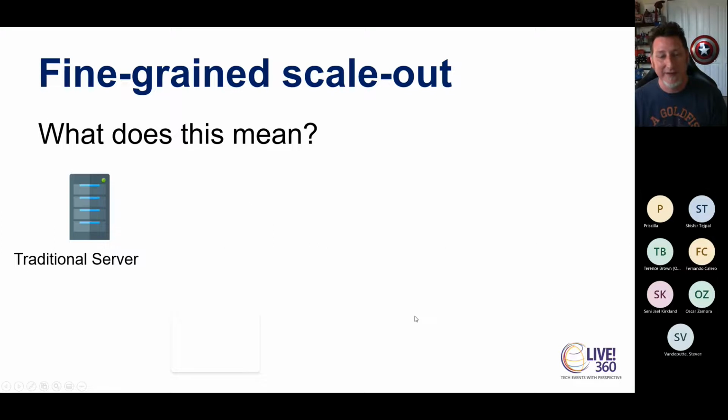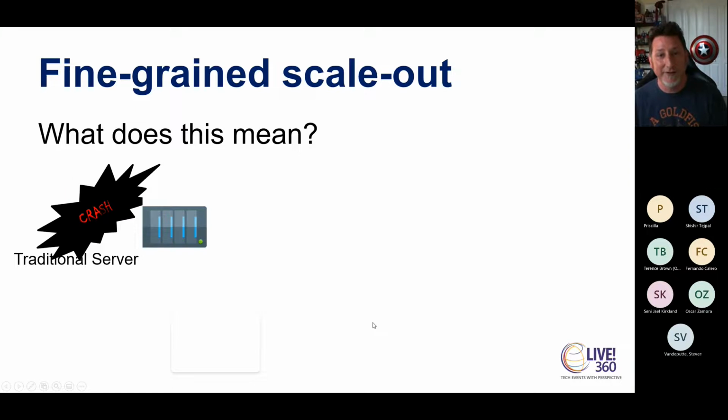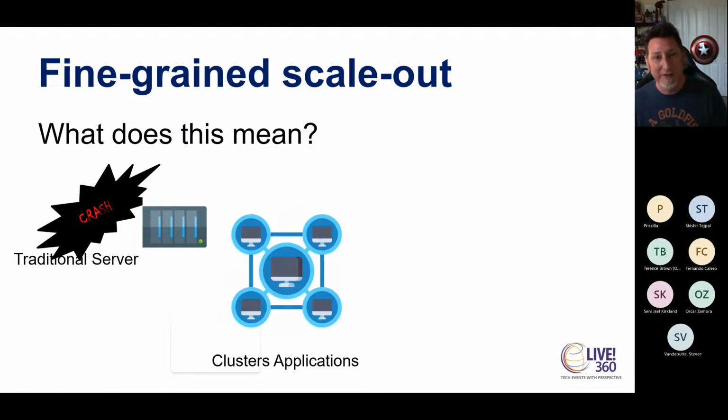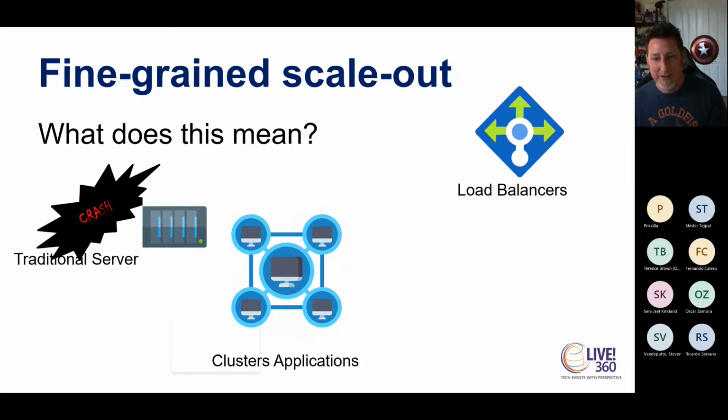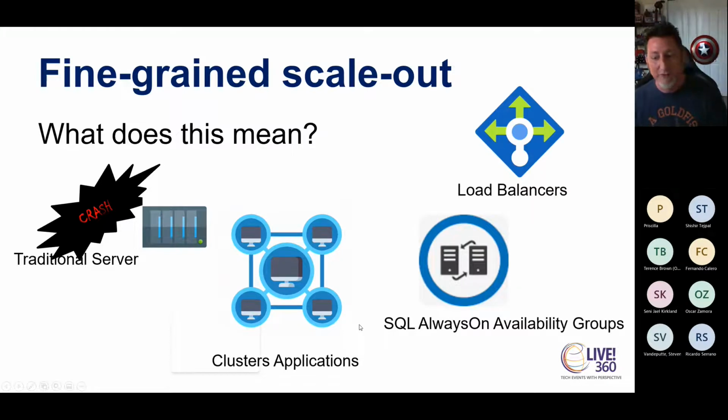Okay, so the key thing there is the way that servers have traditionally worked in the past. Here's our server, right? And if something goes wrong with our server, it crashes over and it's just down. And we have all kinds of things that we've invented to make sure that we could get over that limitation of a physical box. We have clustered applications, we have load balancers, SQL Always On availability groups, multiple different ways that we have figured out to make this one server highly available.